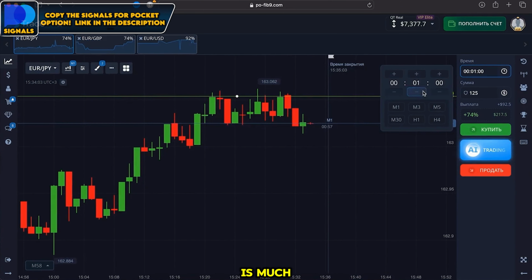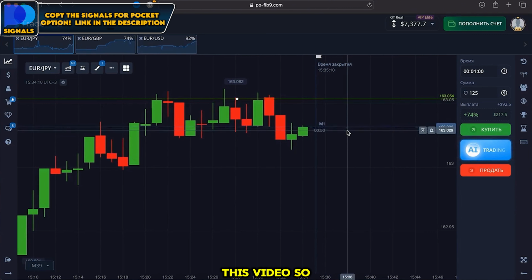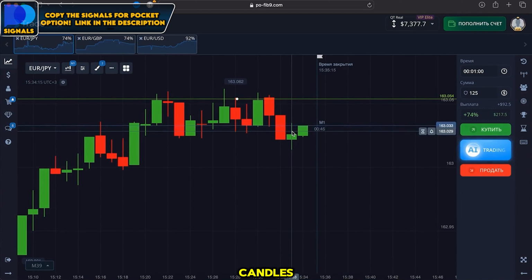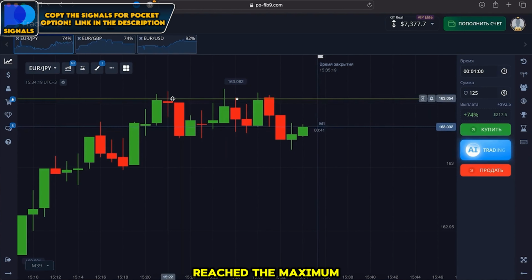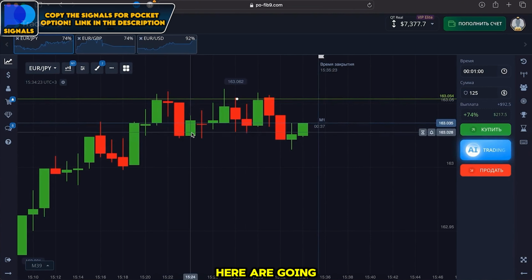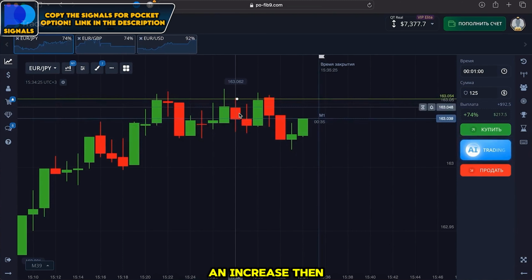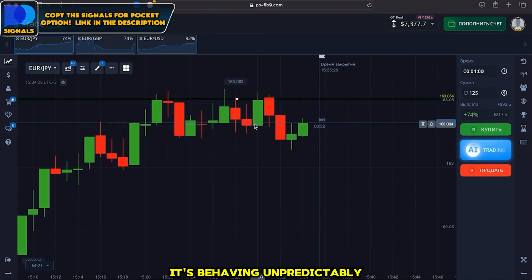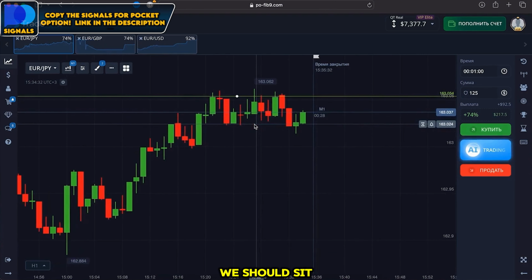Well, let's open a few trades again now and wrap up this video. So far, we don't understand anything from the candles. It's better to wait for the moment here because, as I repeat, we have reached the maximum. The candles so far, 2 candles here are going down, built up for an increase, then down again. It's behaving unpredictably. Therefore, on the 1-minute interval, we should sit and wait for the moment.